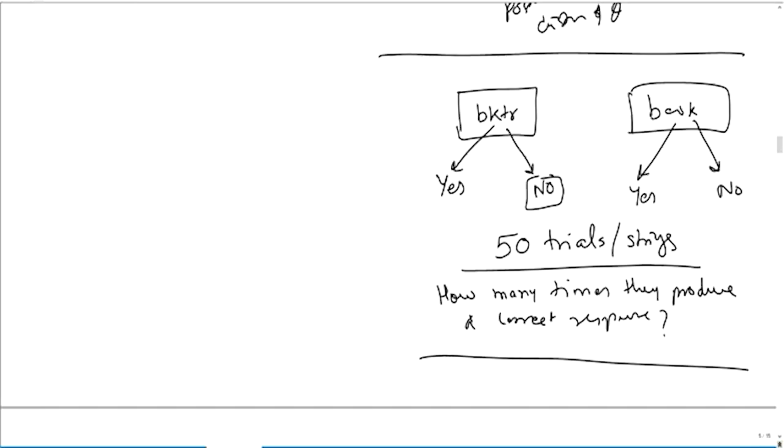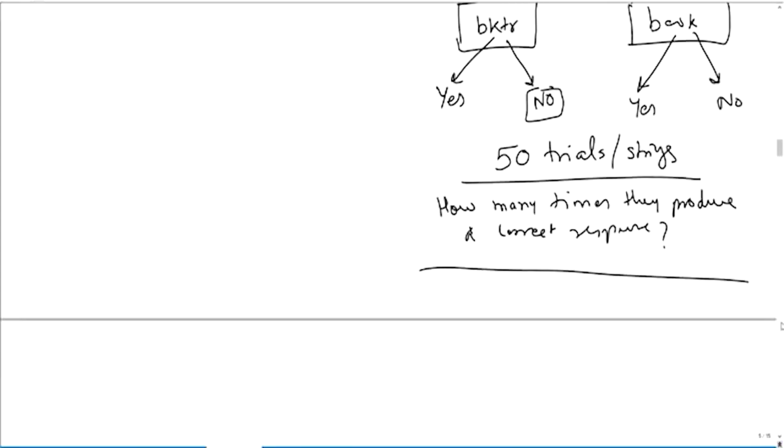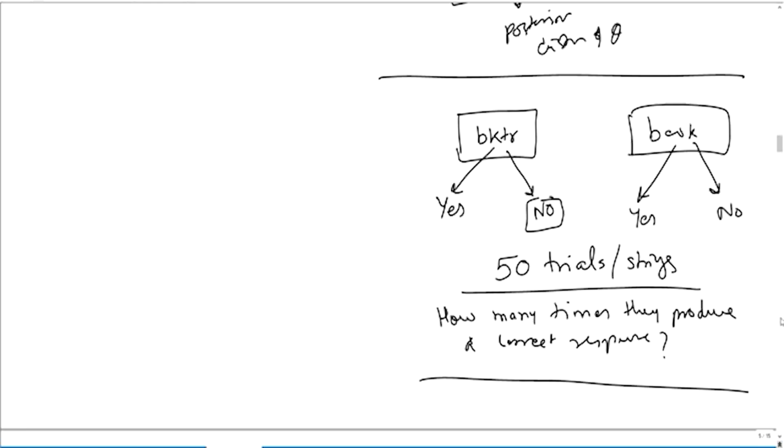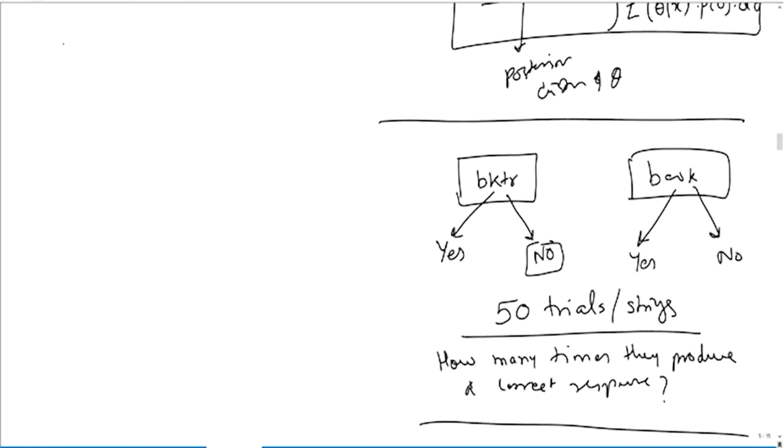And this could have a value between 0 and 50. So let's say they produce a correct response all 50 times, or 0 times, or 10 times, or 20 times. That's the number, right? So the variable that you want to model is the number of correct responses, which can be anywhere between 0 and 50.